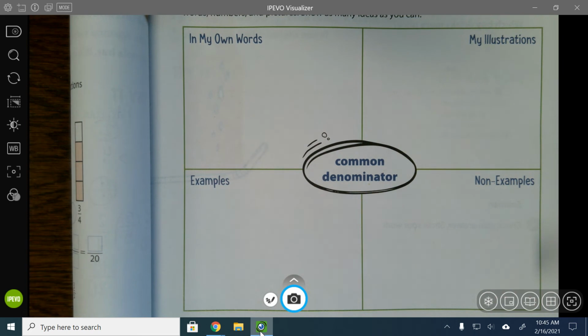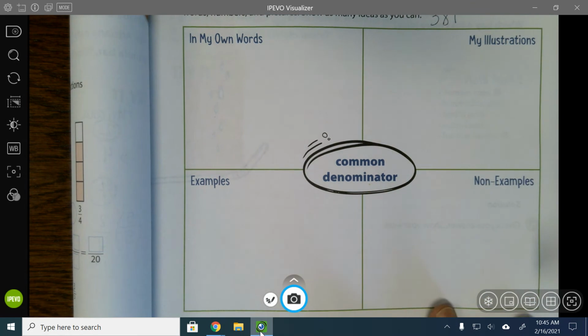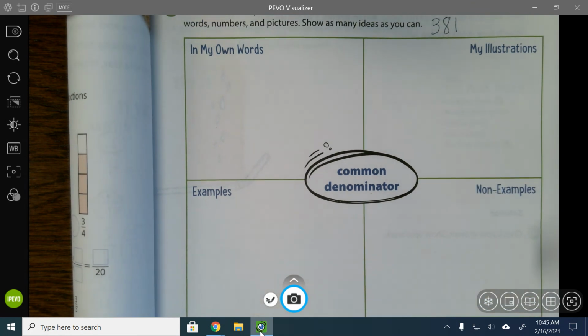Boys and girls, today we are on page 381 of the iReady book, and we are going to be talking about common denominator. In your own words, what does it mean?